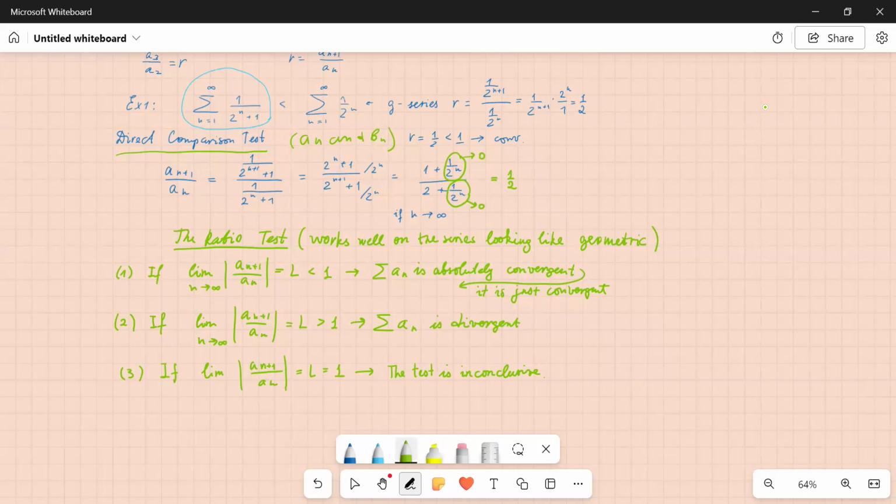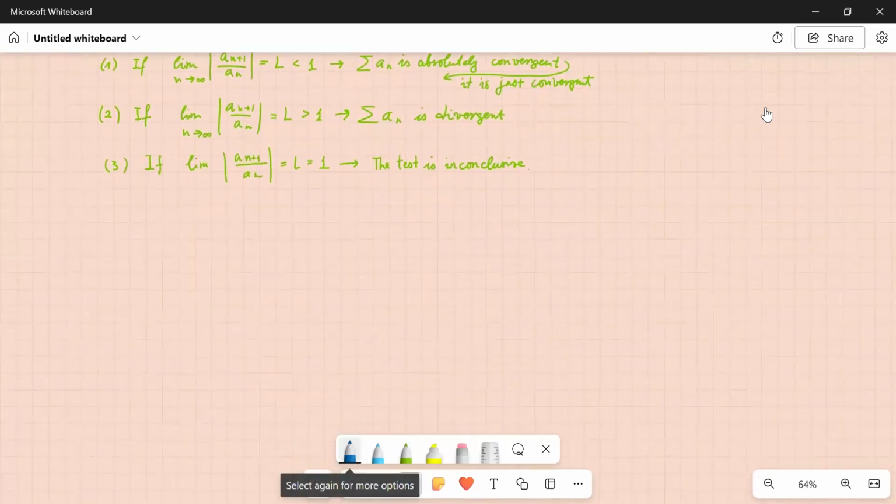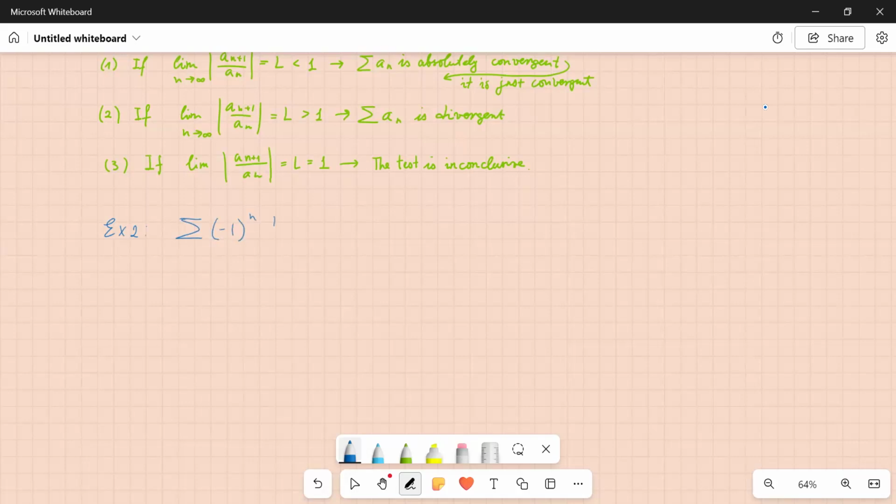Okay. And let's consider an example of how we use this nice ratio test. The ratio test is going to become one of your favorite tests. Why? Because lots of series in our life are going to look like geometric. So my example number 2. Let's consider the series which looks like (-1)^n n^4 divided by 5^n, with n going from 1 to infinity.